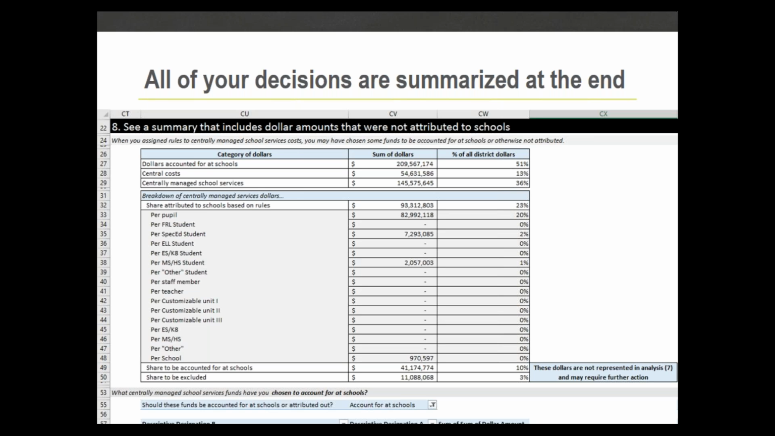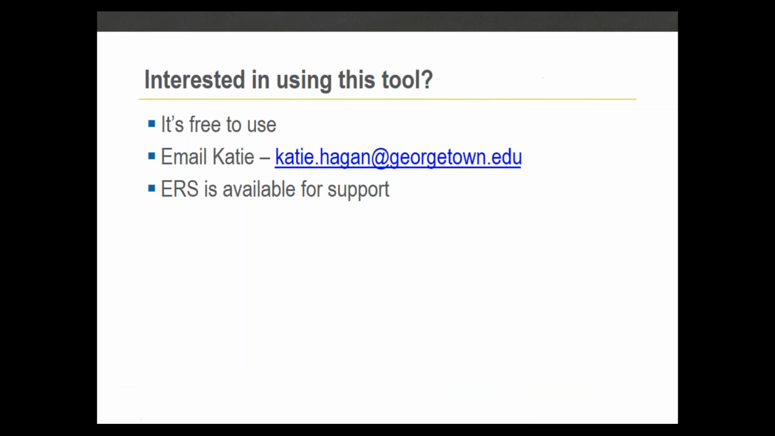And the last thought here is that all of these things are summarized at the end. So you'll be able to look at all of the breakdown of your dollars, where they're accounted for centrally, at school, and centrally managed school services. Similar to what we looked at before, you'll see the breakdown of those centrally managed school service dollars, and any of the dollars that you've chosen to account at schools or exclude, you'll be able to dig into deeper to do exactly what, Marguerite, you were getting at in terms of asking the question of whether or not you want to take those dollars and actually go to the back end of your system and place them at the specific school that you think they should be at.